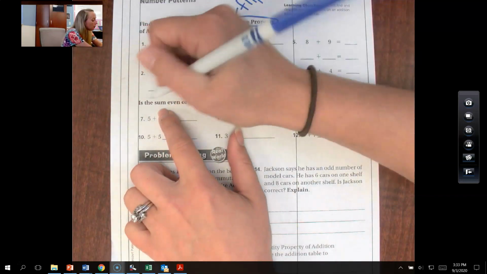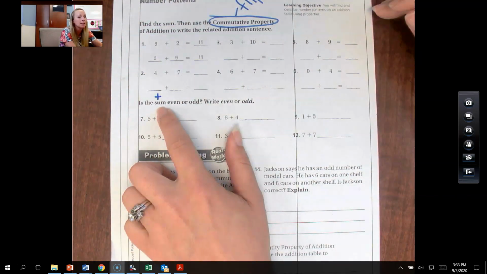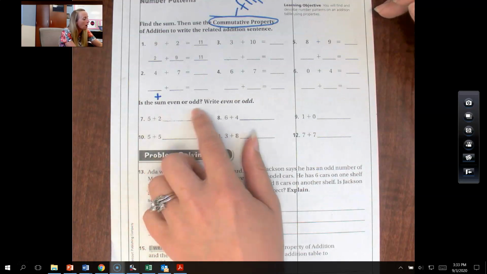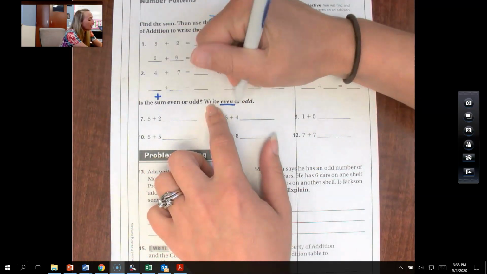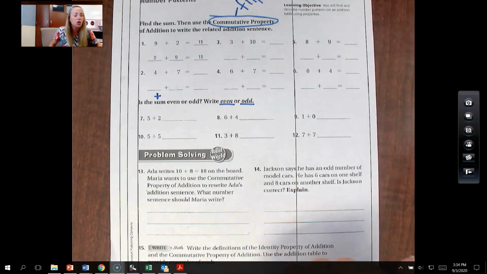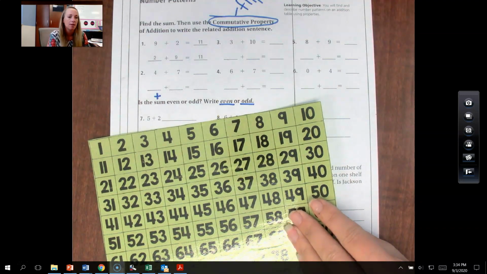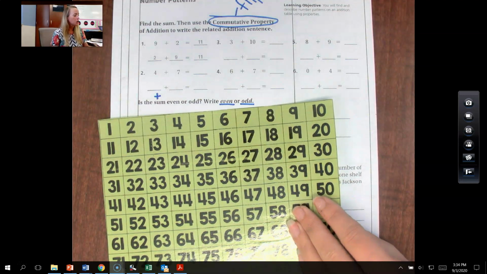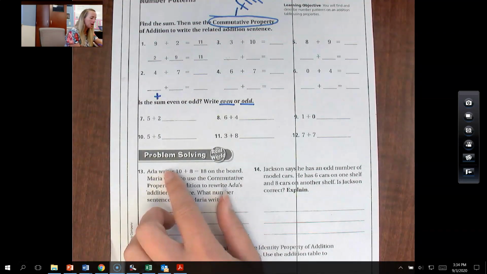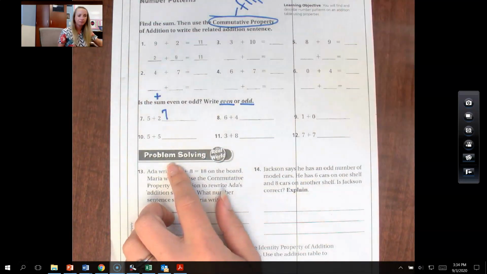Find the sum. Write a plus sign, sum means plus, then write even or odd. Let's do number 7 together. What is 5 plus 2? If you know what 5 plus 2 is, please write it on the line. If you're not sure, you can use your fingers, you could draw 5 dots and 2 dots, or you could use a chart like this. What is 5 plus 2? 5 plus 2 is 7.